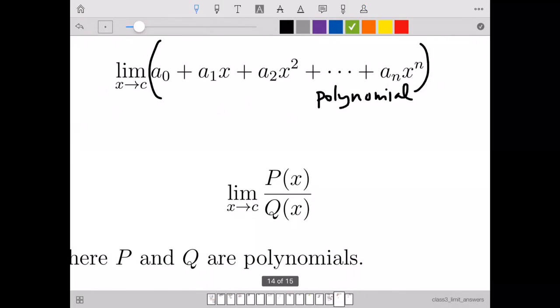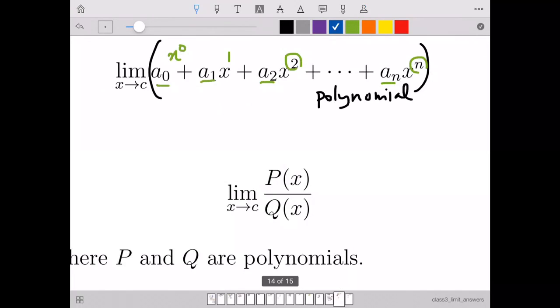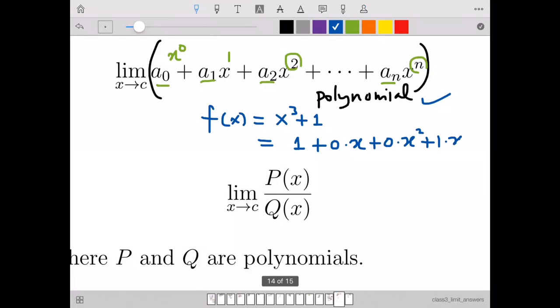So we have constants, and then the powers are x to the 0, x to the 1, x squared, etc., x to the n. Such a thing is called a polynomial. For example, f of x equals x cubed plus 1 is a polynomial because it can be written as 1 plus 0x plus 0x squared plus 1x cubed, right? So this is a polynomial.